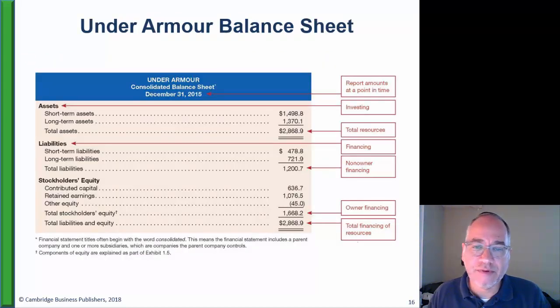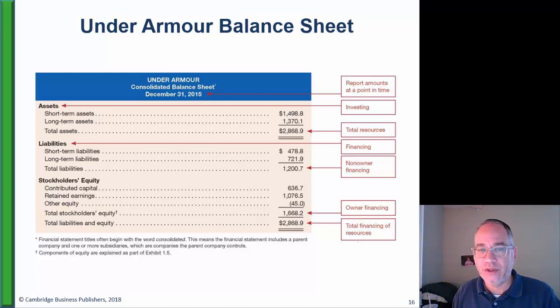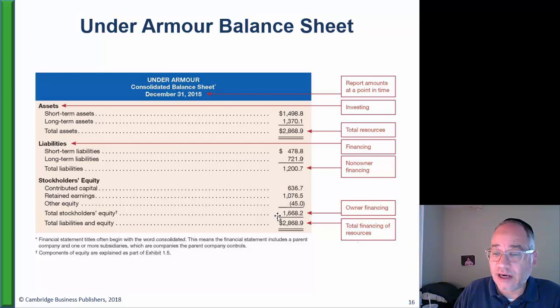So here's an example of a balance sheet. This is a simplified balance sheet for Under Armour, and the book uses Under Armour as an example. So you can see here the assets, which is what the company owns. Liabilities, this is money which was borrowed, what we call non-owner financing. And stockholders' equity, which would be the owner financing.